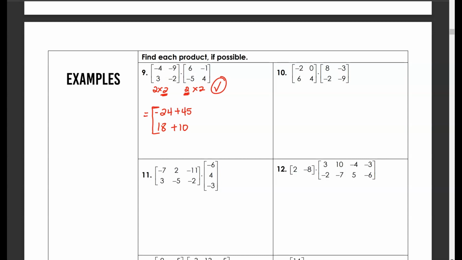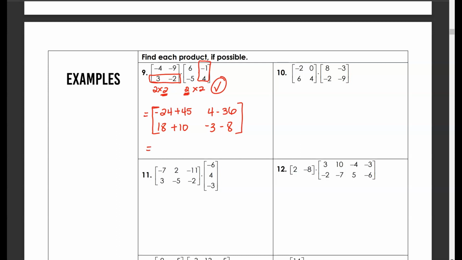So now we're going to the top right-hand corner. So it's going to be this row times this column. So negative 4 times negative 1 gives me a positive 4. Negative 9 times 4 gives me a negative 36. And our last element is going to be this row times this column. So 3 times negative 1, that's going to give me a negative 3. Negative 2 times 4, that gives me a negative 8.